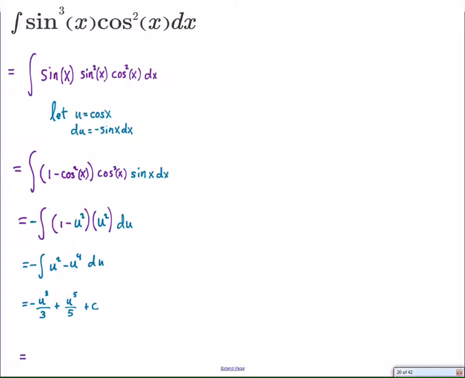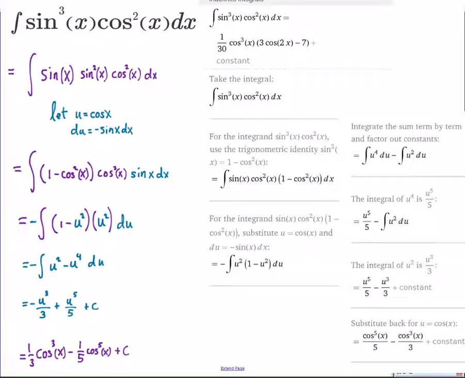Don't forget, again, put your u back where you found it, and we get 1/3 cosine cubed of x minus 1/5 cosine to the 5th of x plus c. I was delighted to find, when I went on to Wolfram Alpha, that Wolfram did the u-substitution in an identical fashion. So it seems like not only is this the Wolfram way, it's the only way that you would want to get this integral.